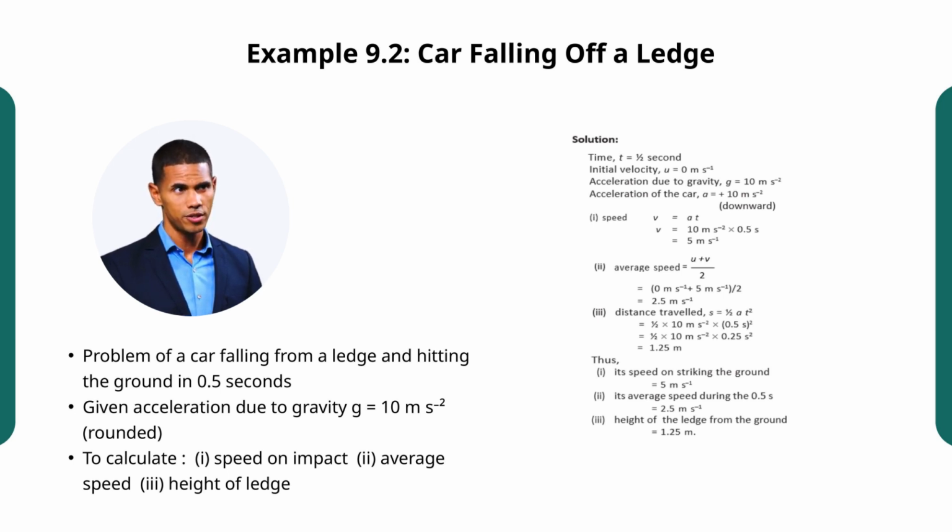Next, calculate the average speed with the formula, initial velocity plus final velocity divided by 2, which gives 2.5 meters per second. Finally, find the height of the ledge using s equals 1/2 a t squared, that is, 1/2 times 10 times 0.5 seconds squared, resulting in 1.25 meters. See how physics helps us understand accidents or falls in everyday life.